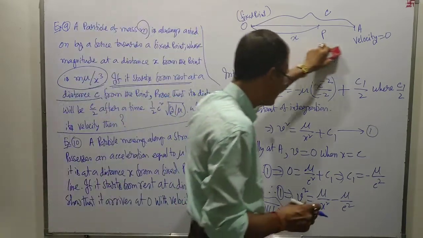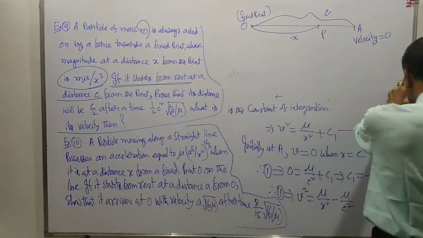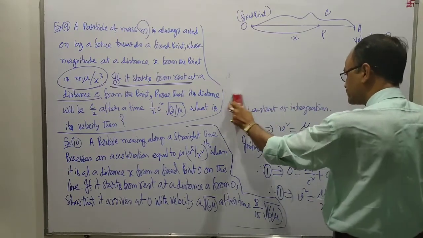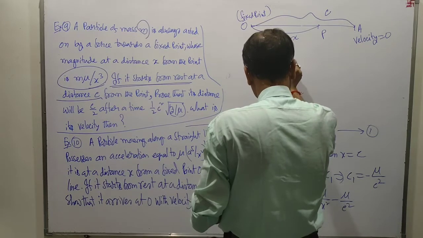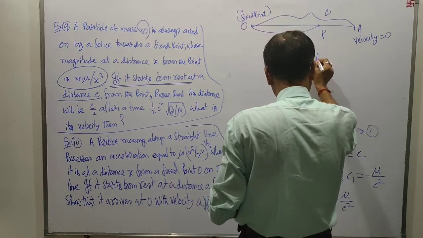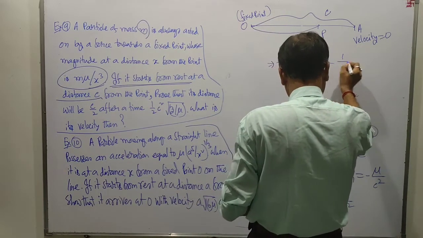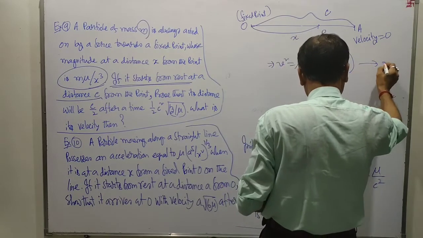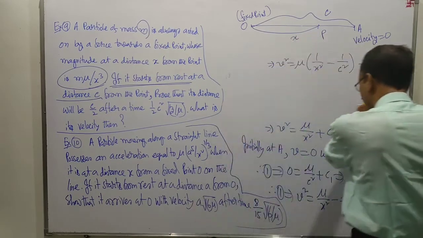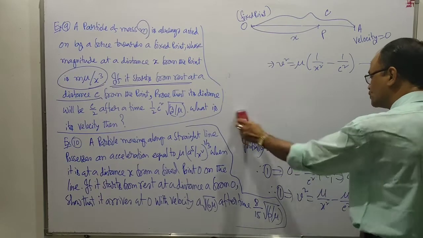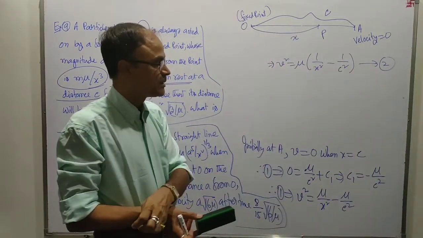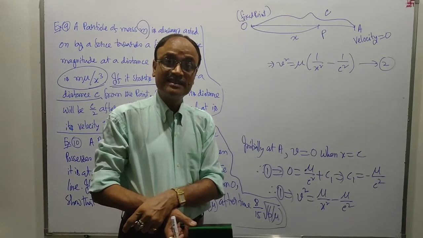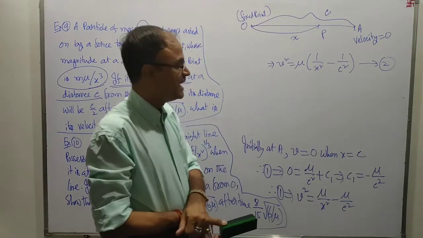Right? Now, this means v square equal to mu into 1 by x square minus 1 by c square. Write it as number 2.